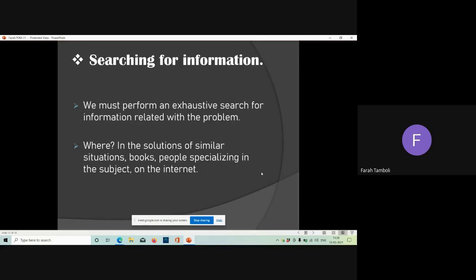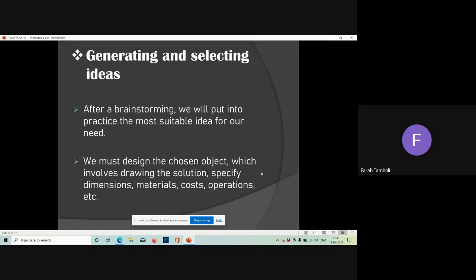Now, next is searching for information. We must perform an exhaustive search for information related with the problem. So, look for solutions of similar situations in books, people specializing in the subject, on the internet. Now, next is generating and selecting ideas. After the brainstorming, we will put into practice the most suitable ideas for our need. We must design the chosen object, which involves drawing the solution, specifying dimensions, materials, cost, and operations, and so on.